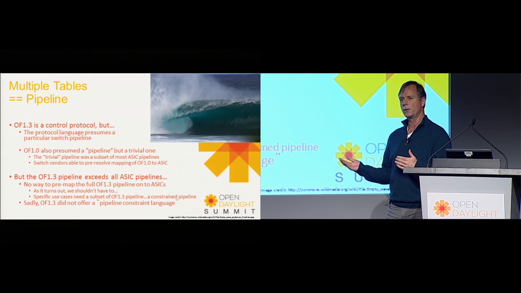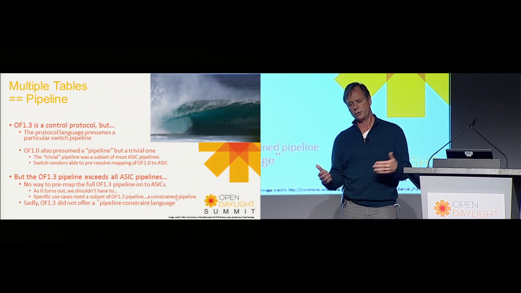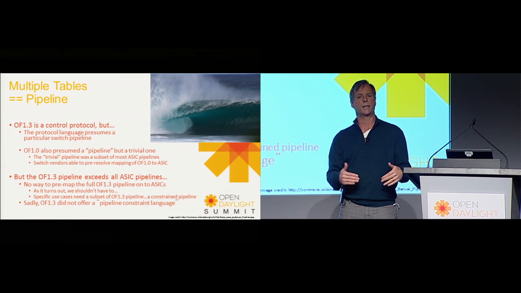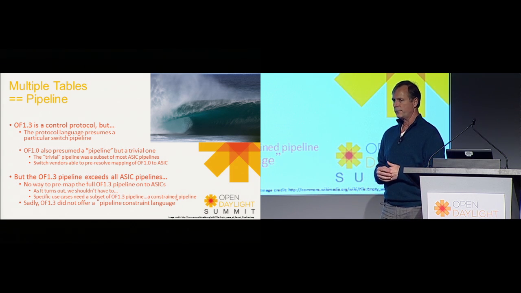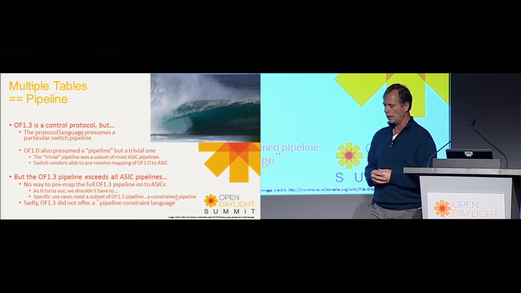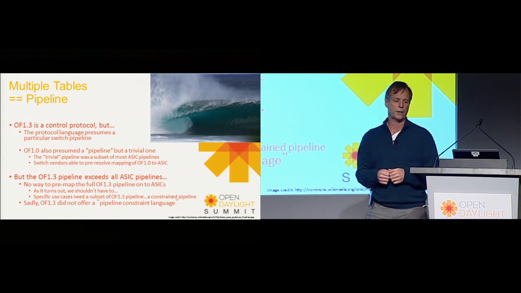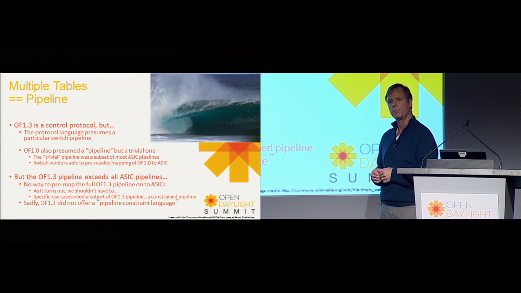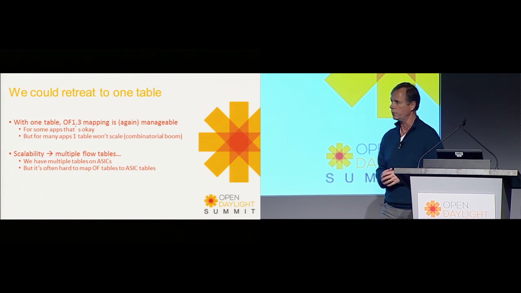Now, one good thing is that we don't really need to do this. We don't really need to pre-map everything. Real-world use cases seek to use some subset of that vast OpenFlow pipeline, this sort of sub-pipeline within the vast OpenFlow pipeline. So we could use a constrained version of that pipeline. But OpenFlow 1.3 didn't create a pipeline constraint language. And so that's basically what we set out to do.